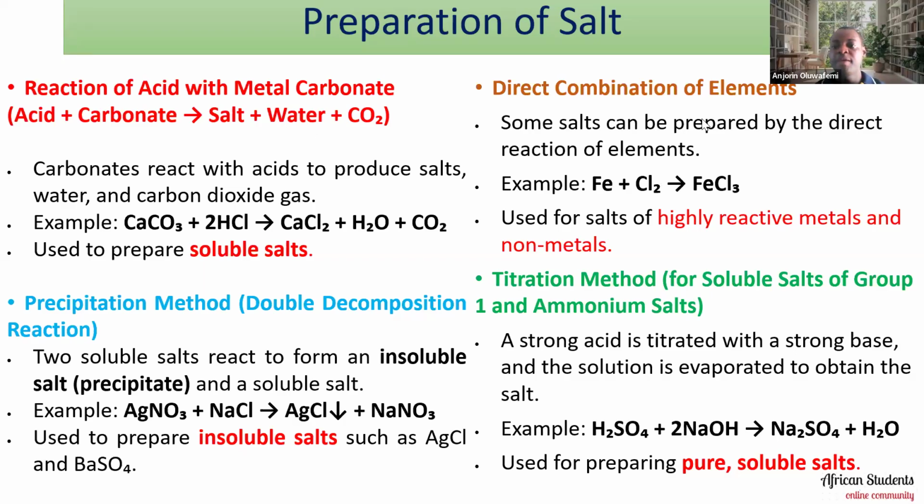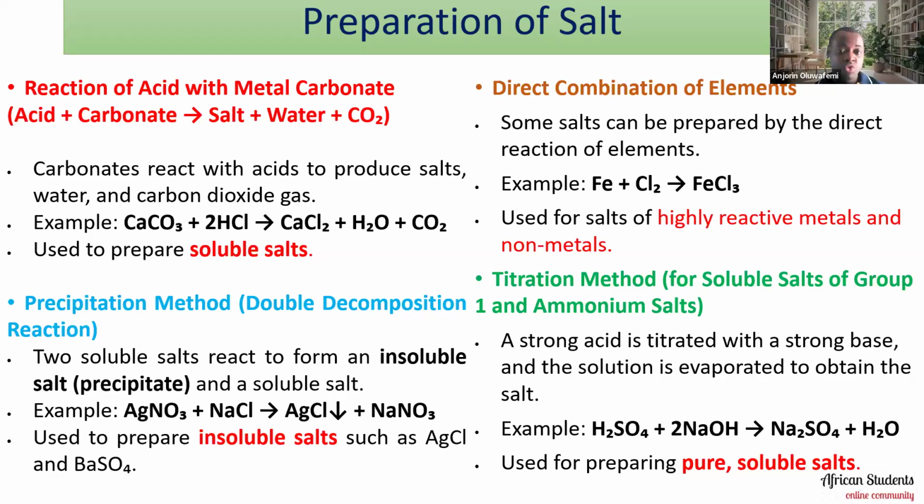We can also prepare salt using what we call direct combination of elements. Some salts can be prepared by directly reacting the elements. So we can have iron and chlorine reacting together, and when that happens, it will give us iron chloride. This direct combination method is used for salts of highly reactive metals and non-metals.